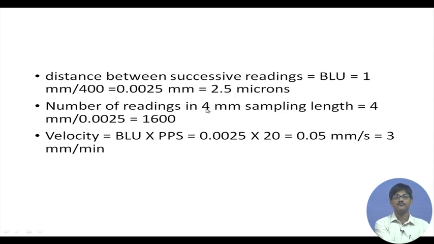Number of readings in 4 millimeters. So, it is simply divided by the number of basic length units. So, 4 divided by the basic length unit is 1600 readings will be taken in a distance of 4 millimeters. And the velocity once again is equal to basic length unit into pulses per second, equal to 0.0025 into 20, which means 0.05 millimeters per second, equal to 3 millimeters per minute.